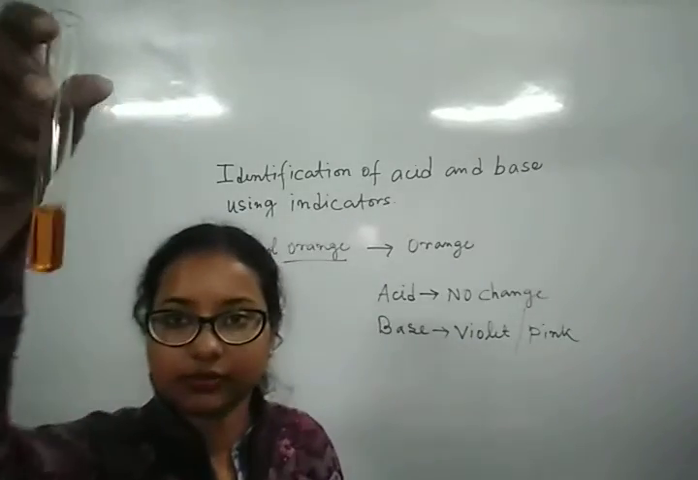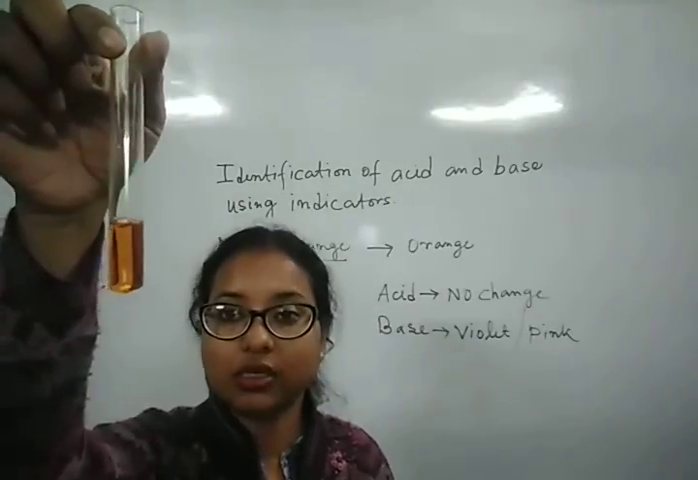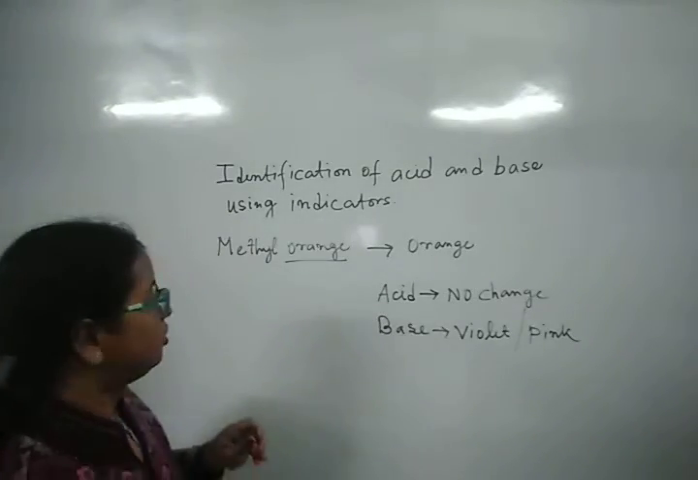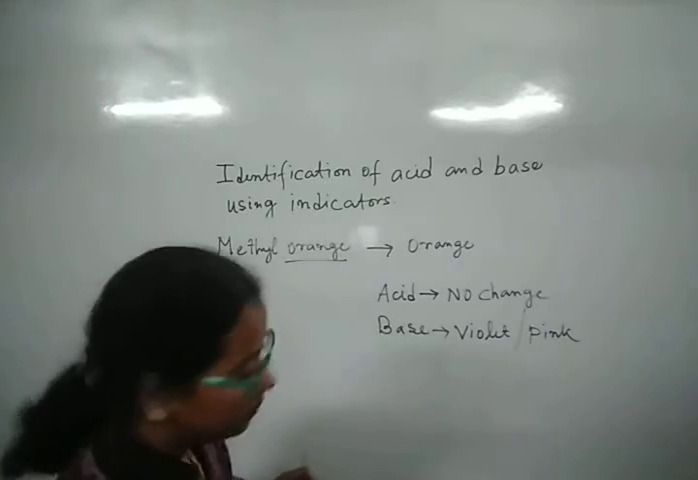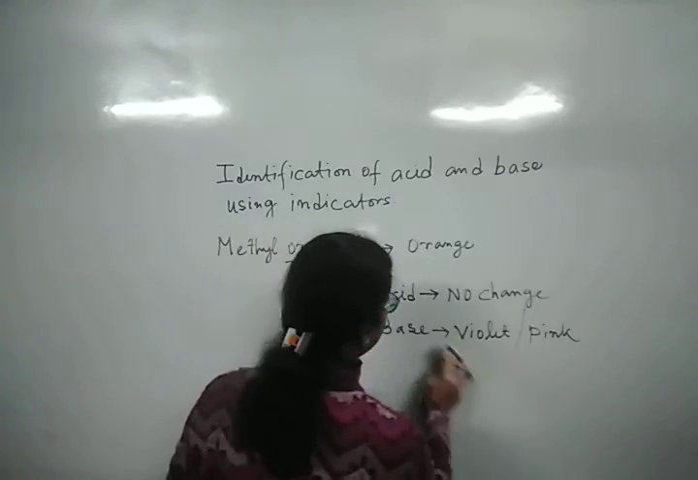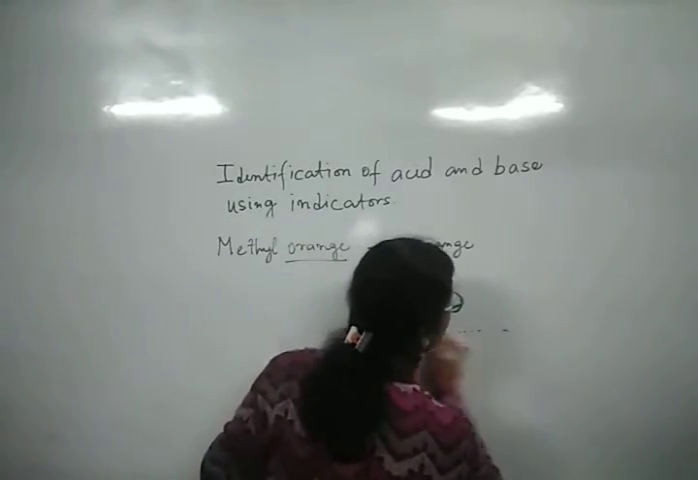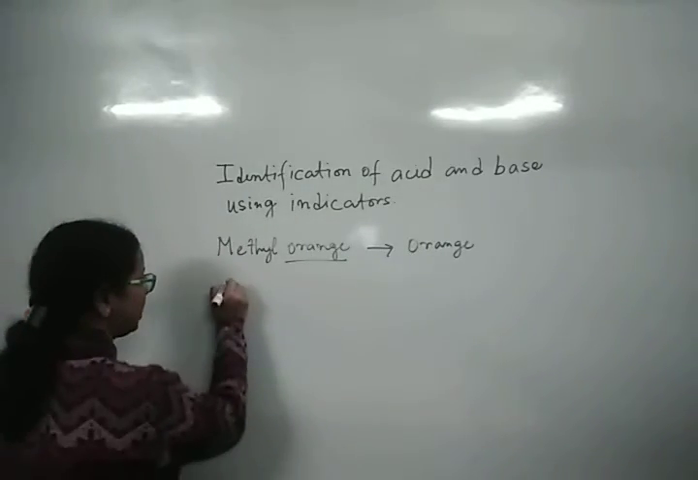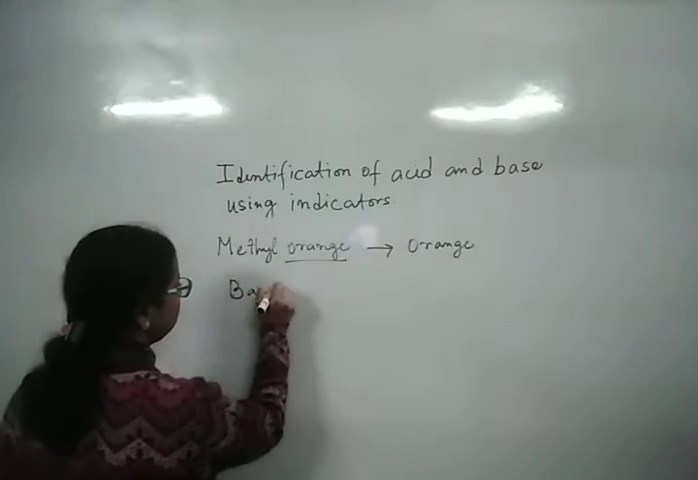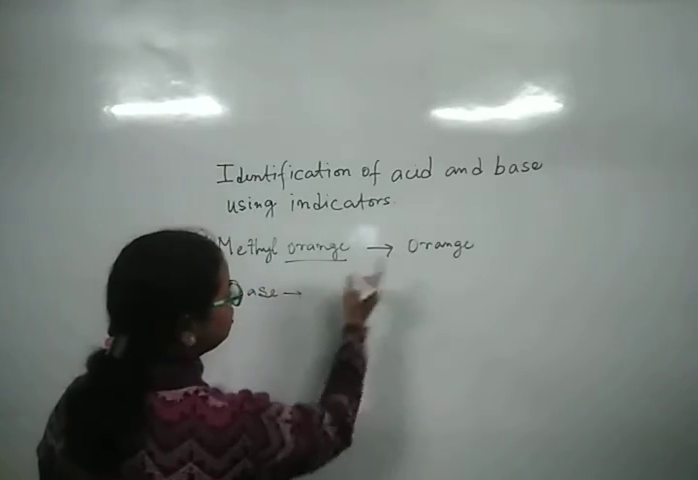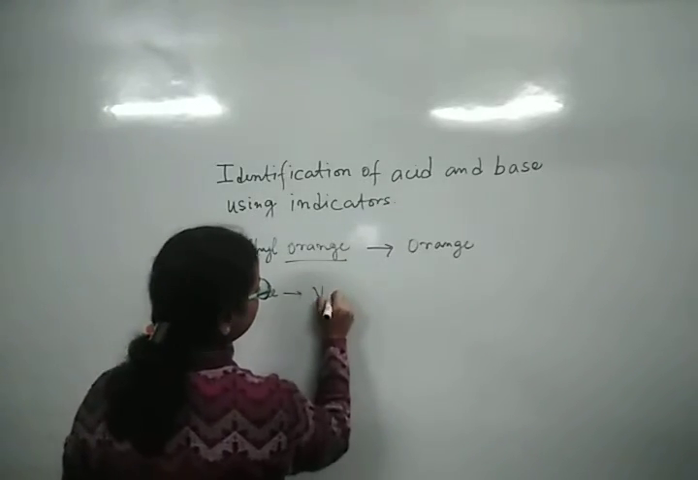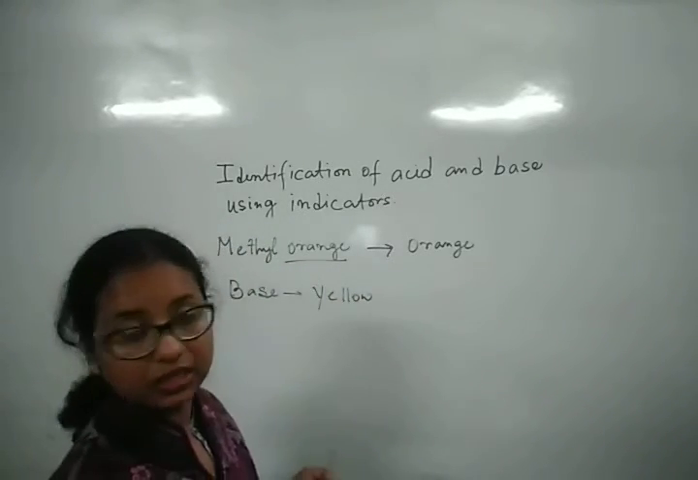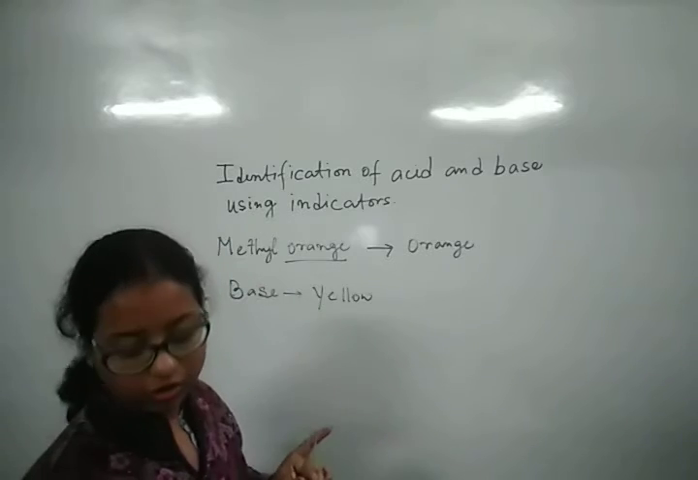Now see the color. It is yellow. That means the orange color changes to yellow when we add basic solution to it. So for methyl orange, if we add this in base, then the orange color will change to yellow.